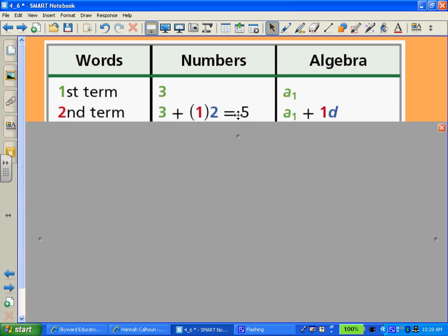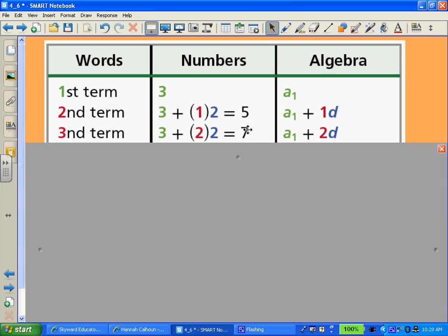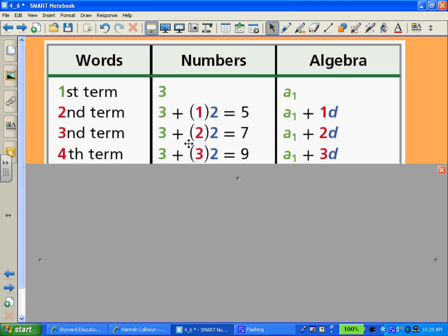Now the second term, if you'll remember, was 5. And to get there, you do 3 plus 2, because the common difference was 2. So this 1 here is how many common differences we're going to use. So 3 plus 2 is 5, so if we write it algebraically, first term plus 1 common difference. Now the third term was 7. To get there, we had to add 4 to the first term. So the first term, a sub 1, plus 2 of the common difference. So 2 times 2 there would get us 4, which would get us to 7.